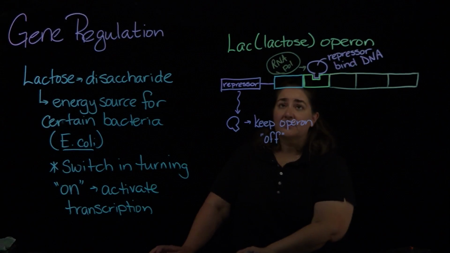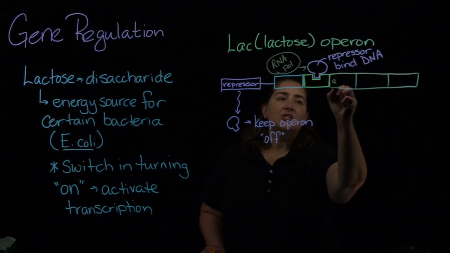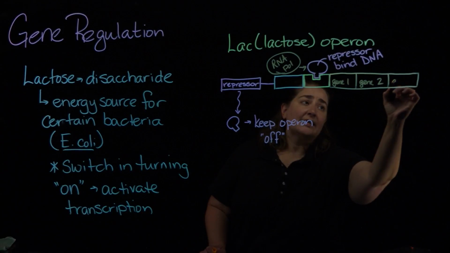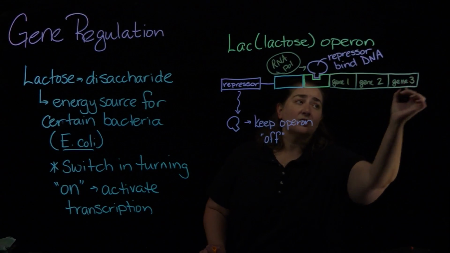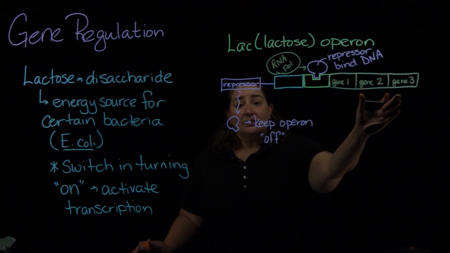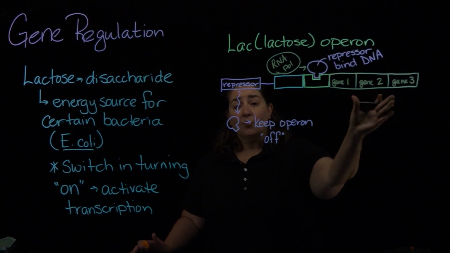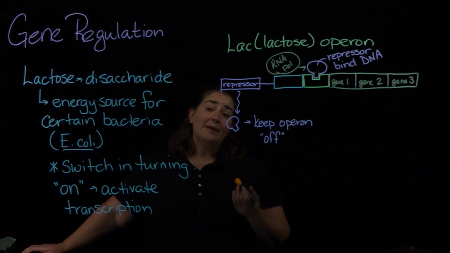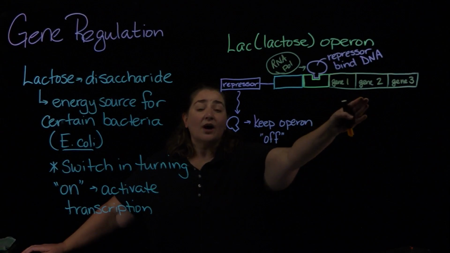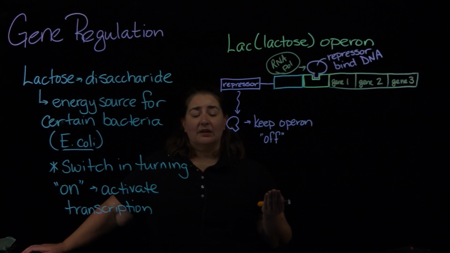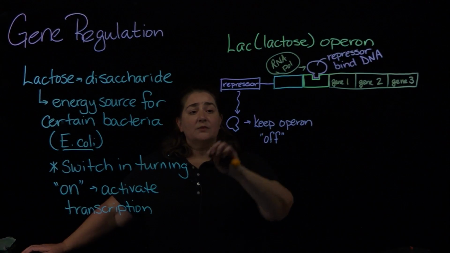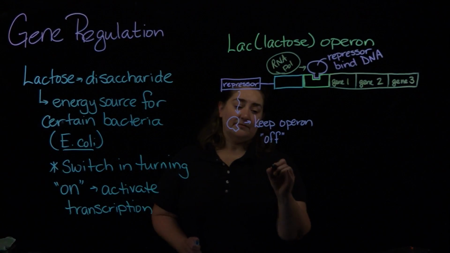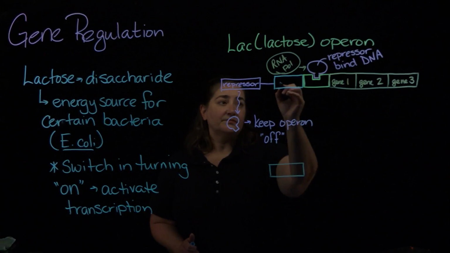And down the road here in our DNA sequence, there are going to be 3 genes that are important for breaking down lactose and metabolizing lactose. And those are the genes that the bacteria cell is going to want to make when lactose is available. But because bacteria are efficient, they only want to make those products when lactose is present, all right? So the operon is going to be kept off with the repressor, all right? What we would have then is a change, okay?